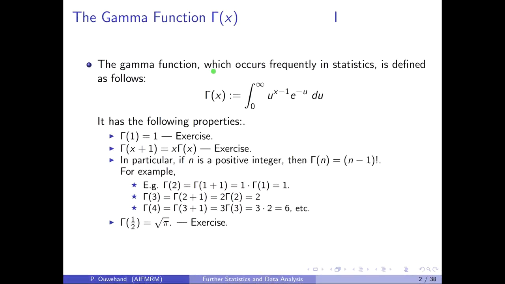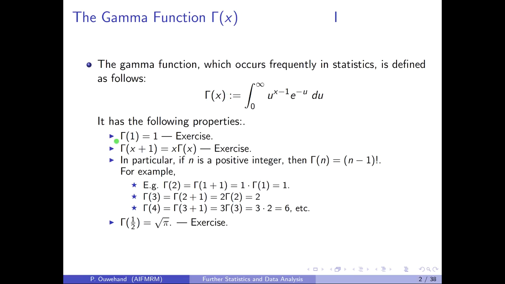So let's begin by looking at the gamma function. It's denoted by this symbol over here, which is the Greek letter gamma, capital gamma. And it's a function which occurs frequently in statistics and in fact in mathematics in general. It's an important special function. It's defined as an integral from 0 to infinity of u to the x minus 1 times e to the minus u du. So here u is the variable of integration and x is the input variable that we put into the gamma function. Now most of the properties I will leave as exercises.